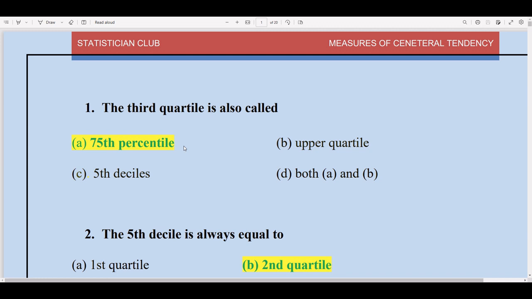So the 75th percentile divides data into 100 equal parts. A quartile divides data into 4 equal parts. So 75 is the third quartile.